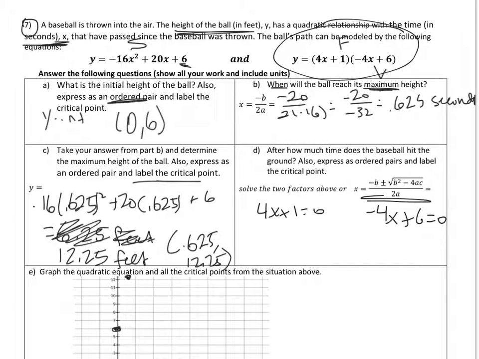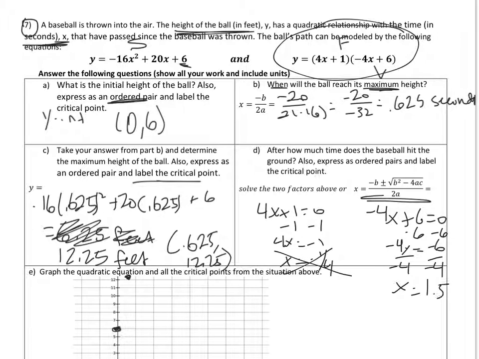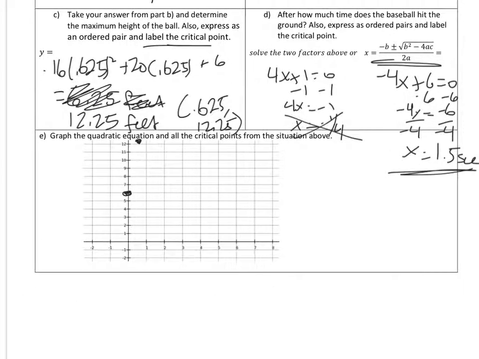Let's see what happens. Subtract 1, so I get 4x equals negative 1, and then divide by 4, so I get negative 1/4. Well, at negative 1/4 seconds, that doesn't make sense. Let's talk about the other one. Subtract 6, negative 4x equals negative 6, divide by negative 4, and we get 1.5. That makes sense. It's a positive number. Around 1.5 seconds, we get our other x-intercept. So let's plot that right around here.